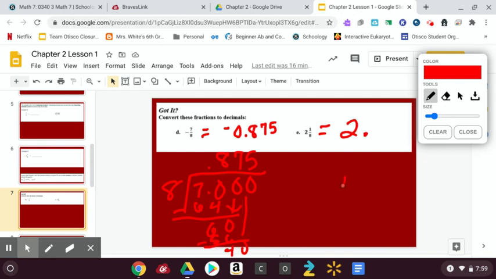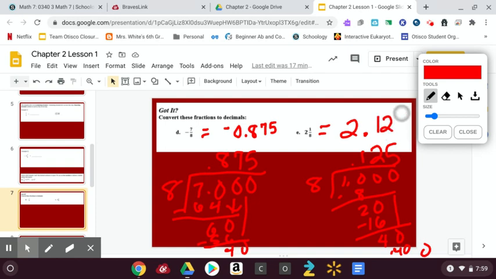This one here, since there's a whole number, I'll keep my whole number to the left of the decimal and divide 1 divided by 8. 8 goes into 10 once, subtract to get 2. 8 goes into 20 twice, subtract to get 4. 8 goes into 40 5 times. That ends in a 0, so it's terminating. 2.125. 2 and 125 thousandths.